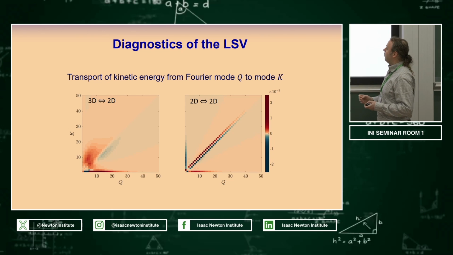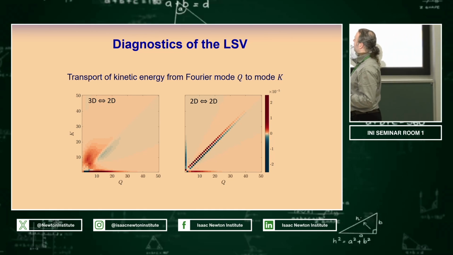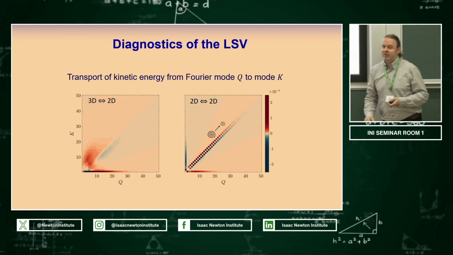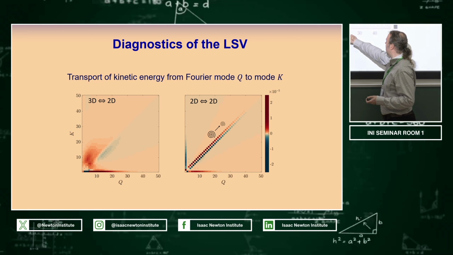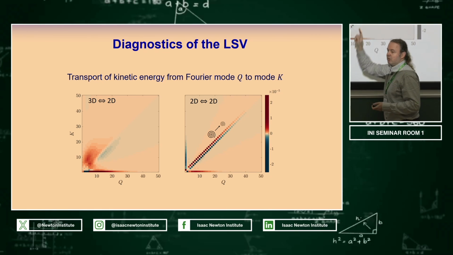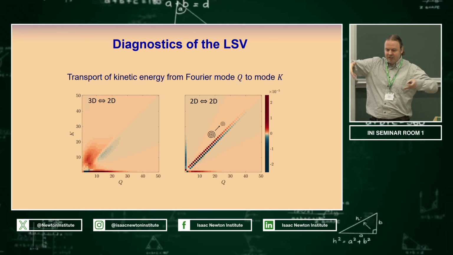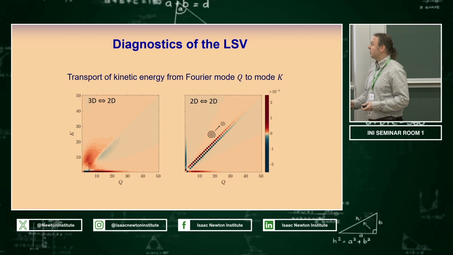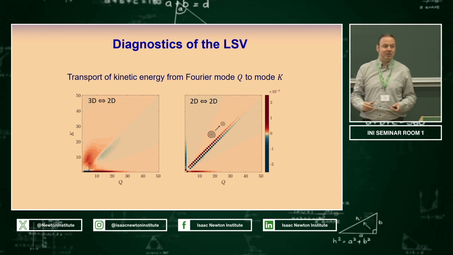Now, looking at this right graph first, this diagonal is quite interesting to see. This is a direct cascade of energy, because if we take some mode Q, we can see that it transfers energy to a mode K, which is one higher in wave number. So this is a step-by-step transfer of energy to higher and higher wave numbers, to smaller and smaller spatial scales, which is what in homogeneous isotropic turbulence would be the direct cascade.